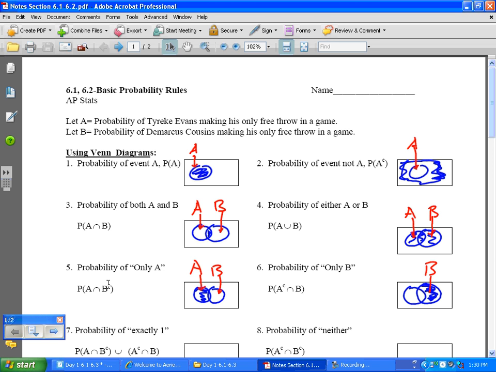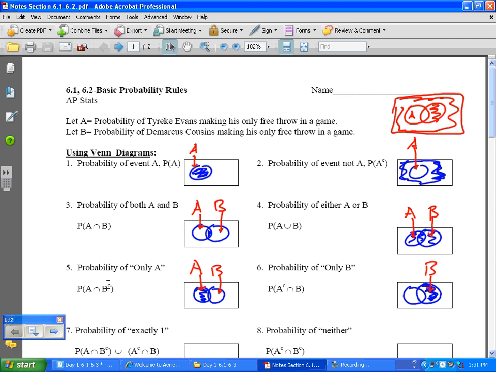and B. Question? For number 2, if there was a B, would you shade it in? Yeah, for number 2, if there was a B, which you guys could have had, it would be like this. We want the probability of not A. If that is A, not A is everything on the outside, which most everybody gets. And then also that part, because that doesn't have any A in it.